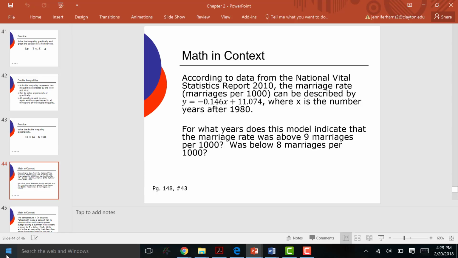So now I'm going to take that 21 and add it to what? 1980. So that's going to end up being the year what? 2001. Is that 2001? Okay. So, what years is the marriage rate less than 8? For the years greater than 2001? Yes.